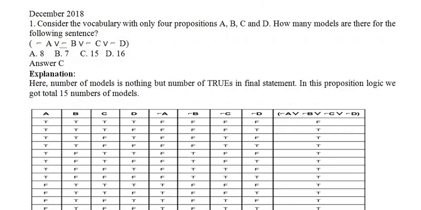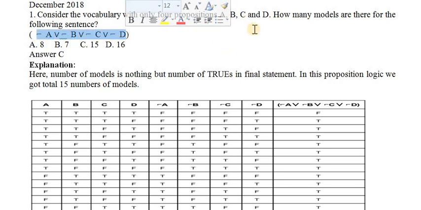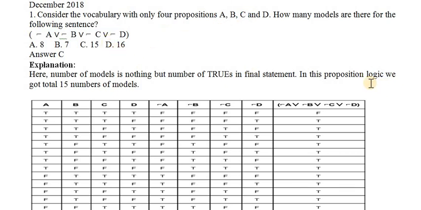Okay, so now that is all about June 2019. Now if you are going for December 2018, consider the vocabulary with only 4 propositions A, B, C, D. How many models are there for the following sentence? They say these are the 4 letter propositions. Propositional logic is nothing but symbolic logic, so they are representing each and every event with the help of only symbols.